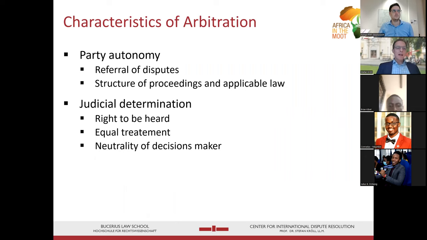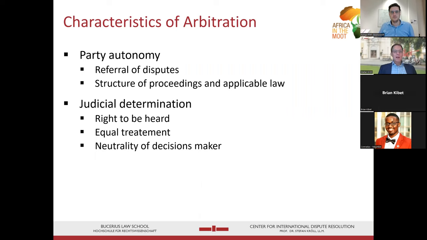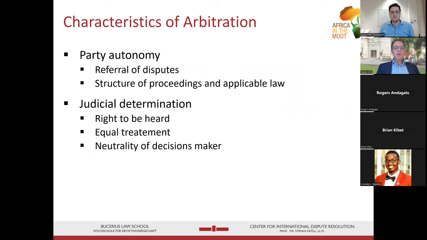The second element you may derive from that definition I've given you, it's a judicial determination. And here again, from that judicial determination, there follow a number of characteristics which have underlying principles which are relevant for any arbitration procedure and to some extent also limit party autonomy. And that's first, judicial determination means the right to be heard must be guaranteed. And there must be equal treatment between the parties and the decision maker must be neutral.